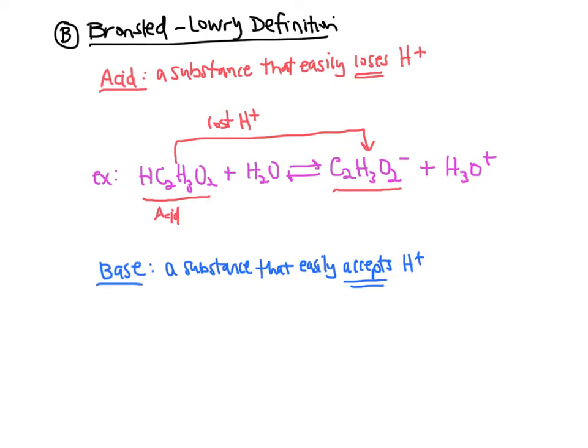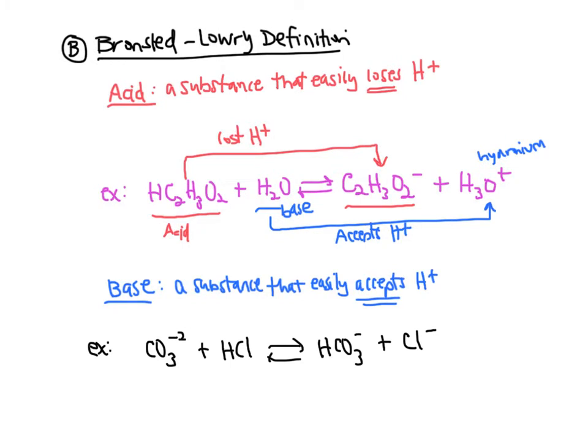Now, the Bronsted-Lowry definition for a base is any substance that easily accepts a hydrogen ion. So in this example up here, water became this, which is called hydronium. And it did that by accepting the hydrogen from our acid. So that makes water a base when it reacts with acetic acid. So let's do a quick example and see if you can identify the acid and the base in this reaction.